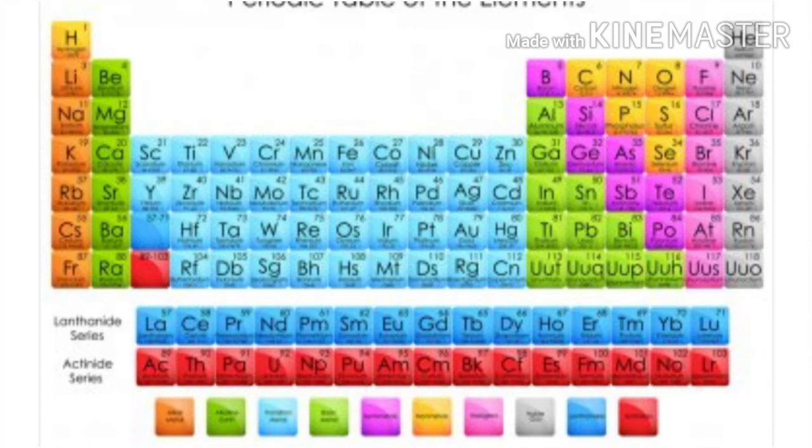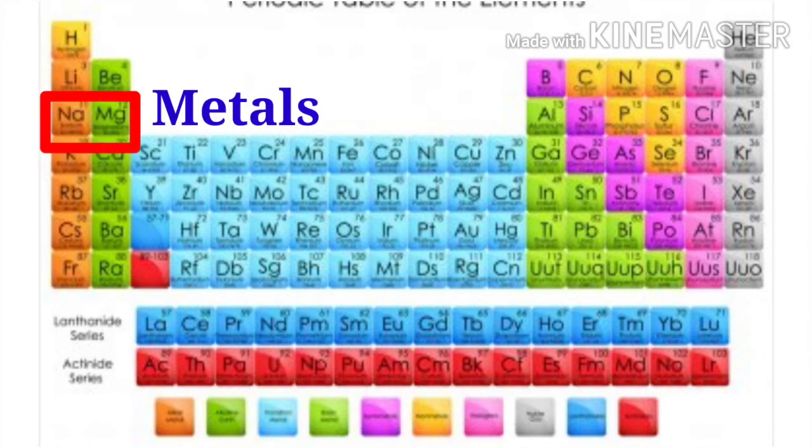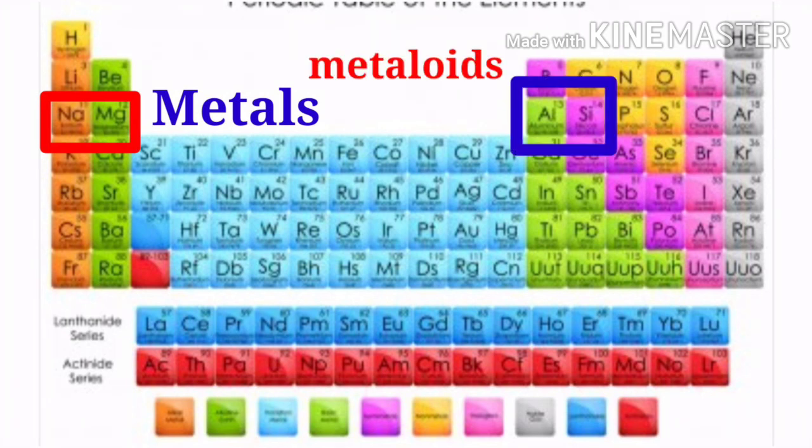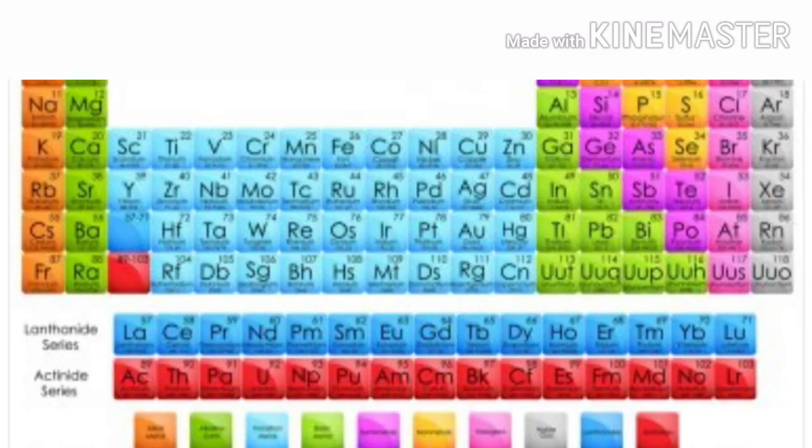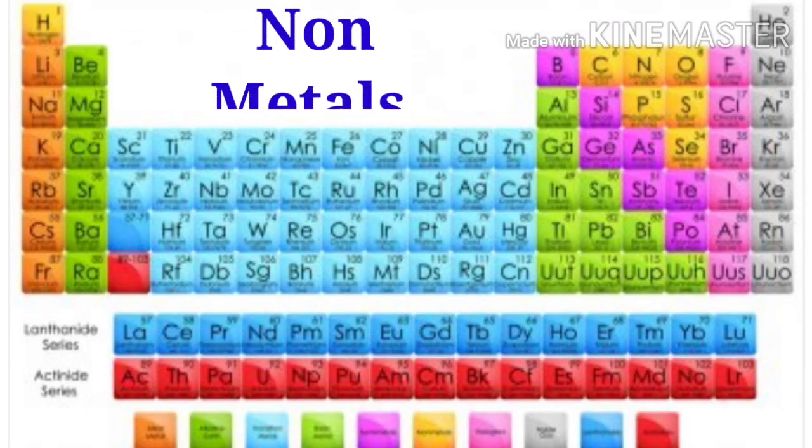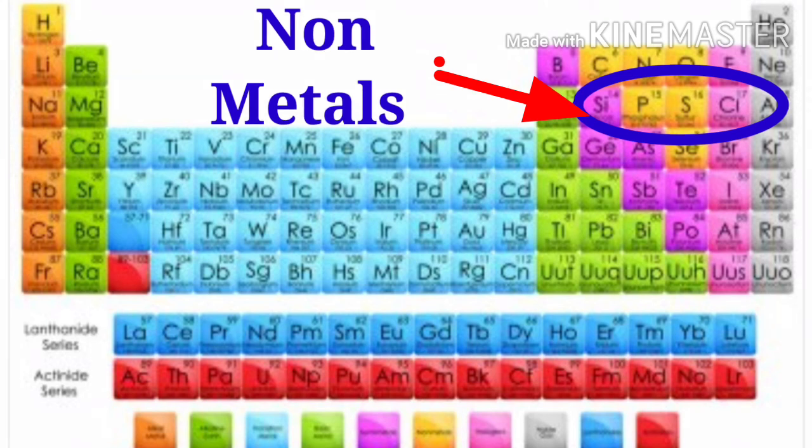We can see in the picture: sodium, magnesium, metals in a red colored square box. We can see in the picture: aluminum, silicon, metalloids in a blue colored square box. We can see the non-metals in the picture, which are circled. Example, phosphorus, sulfur, chlorine.